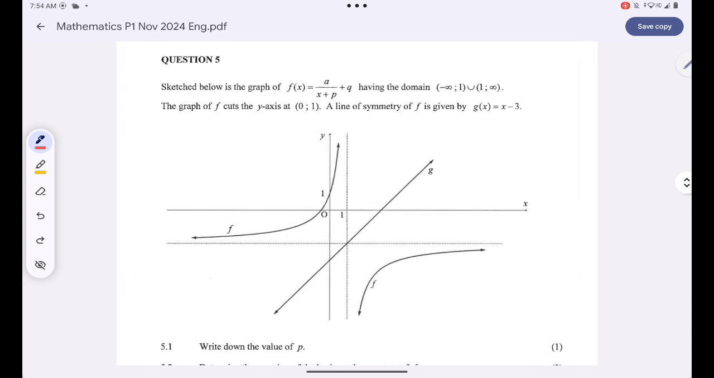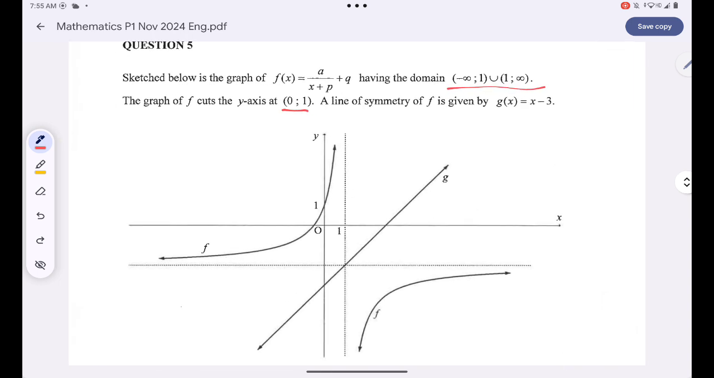Okay, we are told that sketched below is the graph of f of x having a domain which is that one, and we are also told that the graph of f cuts the y-axis at the point (0;1), and the line of symmetry of f is given by that equation over there. Since we are given the domain, that means we can find the value of p. Are you together?